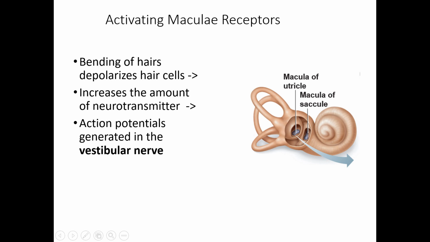So how does it work? Whenever our head is moving, hair cells are bent and depolarized. That causes an action potential due to an increase in the amount of certain neurotransmitters, and the action potential is generated and carried by the vestibular portion of vestibular cochlear nerve number 8 into the temporal lobe of our brain.